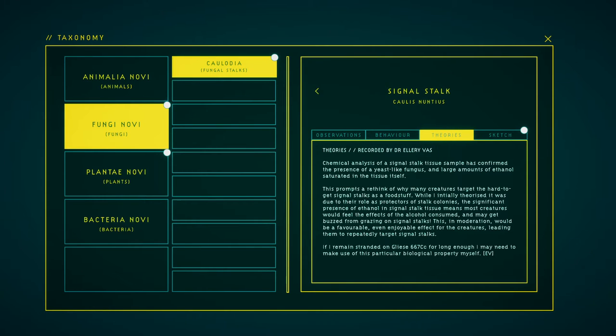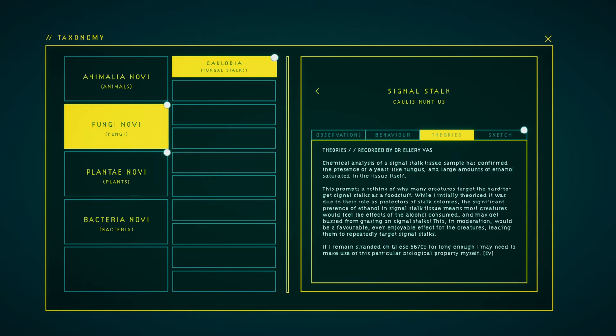Chemical analysis of a single stalk tissue sample has confirmed the presence of yeast-like fungus and large amounts of ethanol saturated in the tissue itself. This prompts us to reconsider why many creatures target the hard-to-get signal stalks as a foodstuff.